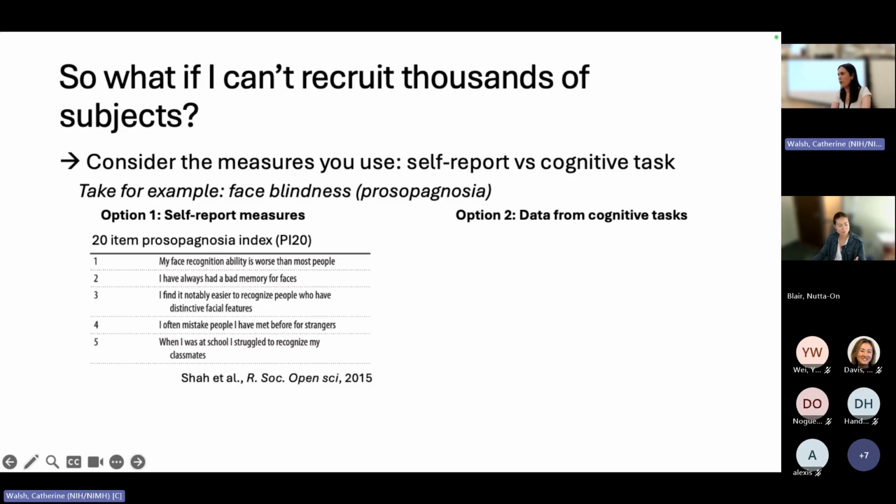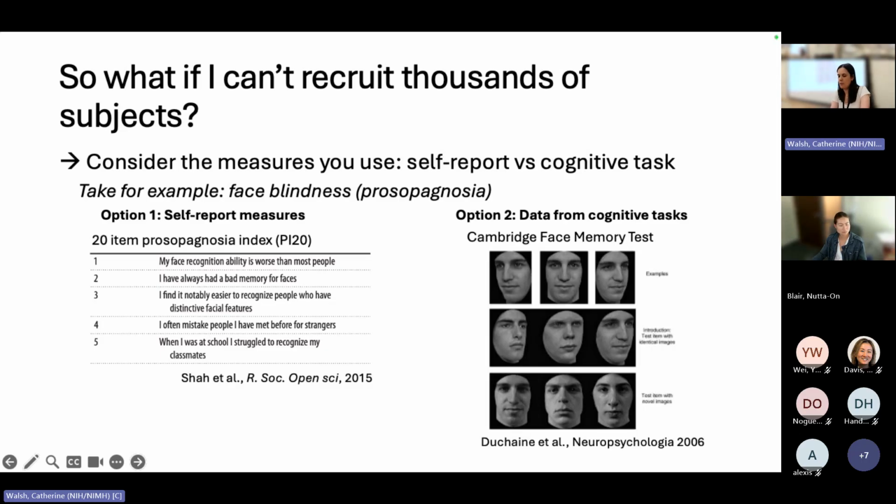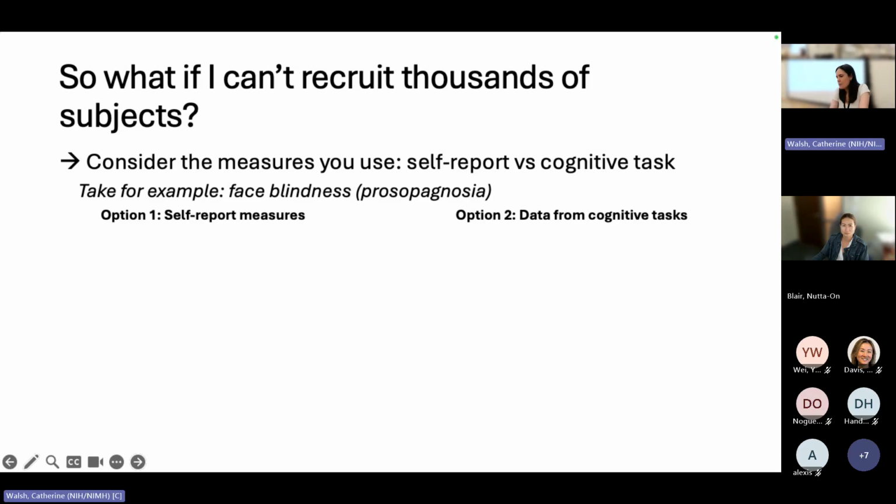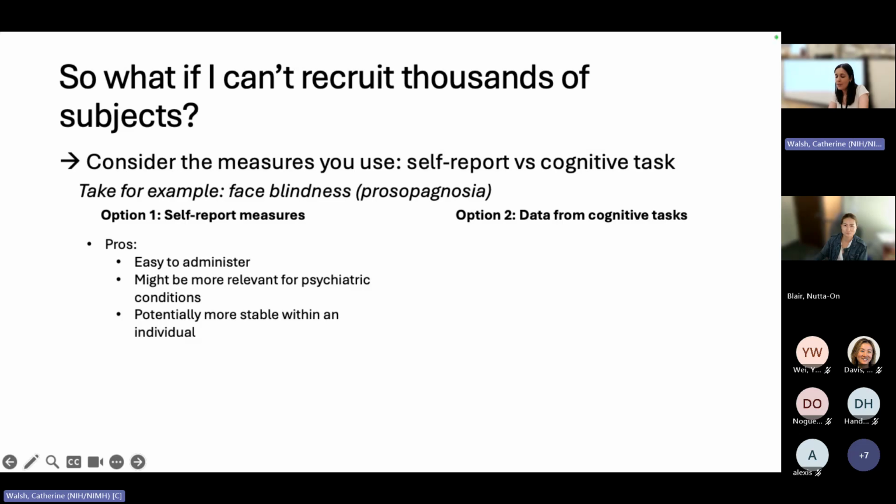Or I can have them do a task to test this. So something like the Cambridge face memory task, where I give you a bunch of faces, I wait a little bit, and I say, hey, is this one of the faces that you just saw? But like I said before, and everything in psychology and neuroscience, these have pros and cons to them. So for example, for self-report measures, they are easy to administer, they are quick. They might be more relevant for psychiatric conditions, asking about symptoms, and they're potentially more stable than an individual.